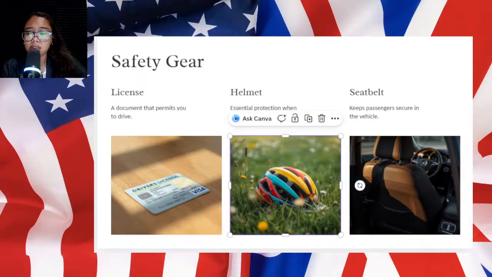Now we move on to the seat belt. This is the passenger's lifeline. Again, the seat belt. What is a seat belt? A seat belt is a safety strap that keeps passengers secure in the vehicle. Just like what you see in the picture, although you cannot see the seat belt itself. Again, this is a safety strap.